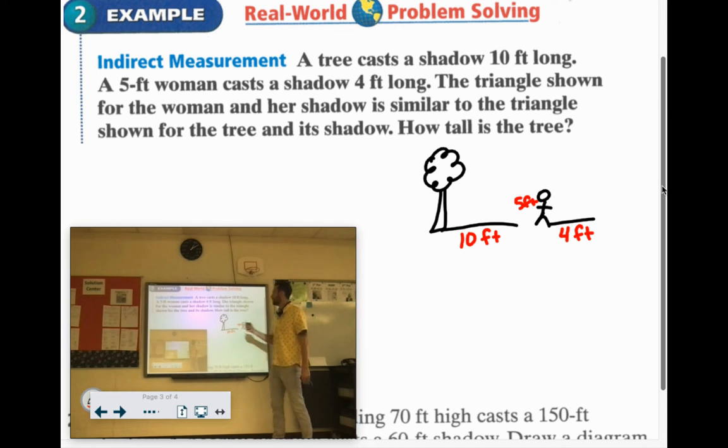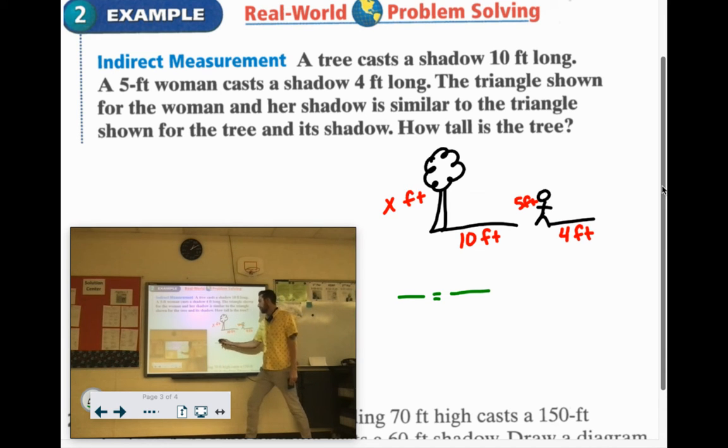We have to figure out the height of the tree. So let's call that x feet. X feet. That's the new superhero. X-Men. X feet. Alright, we can set it up a few ways. Let's say actual height over shadow. So the tree, actual height is x, shadow is 10. Actual height of the lady is 5, shadow of the lady is 4.